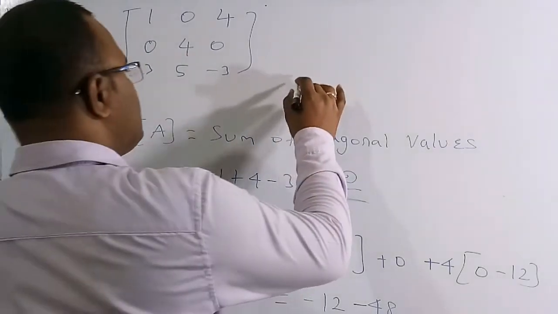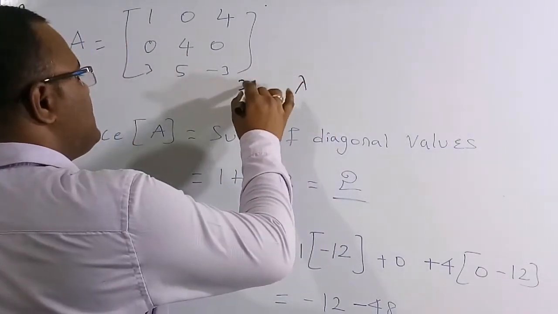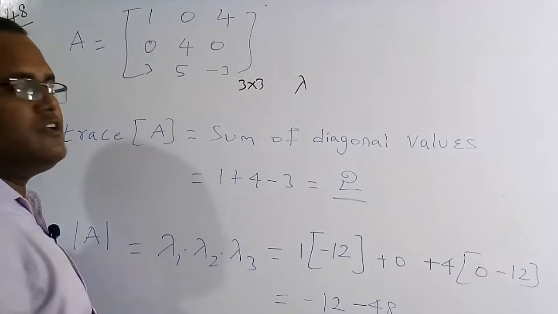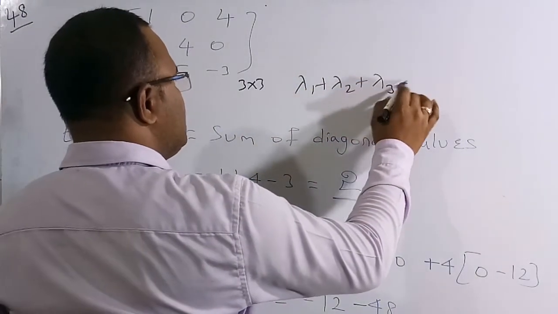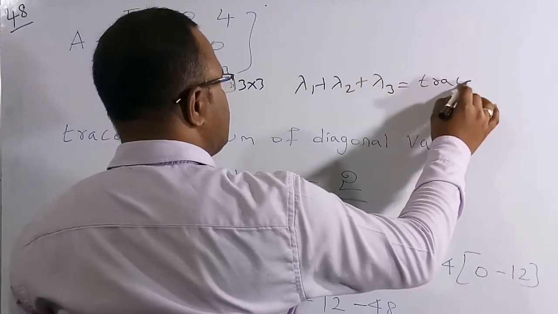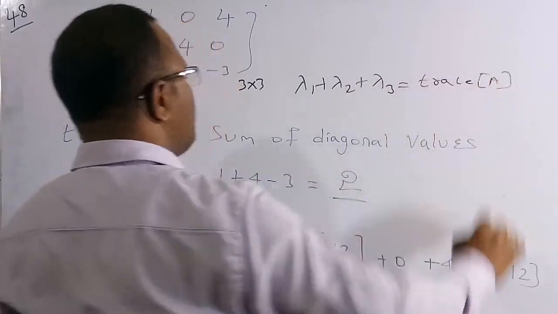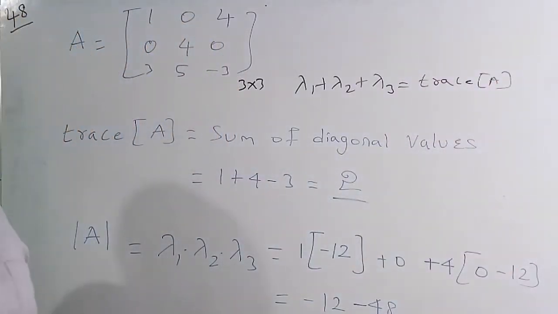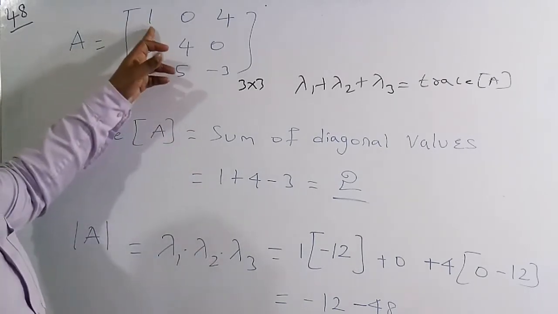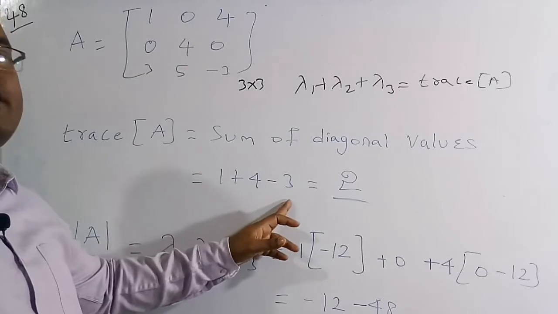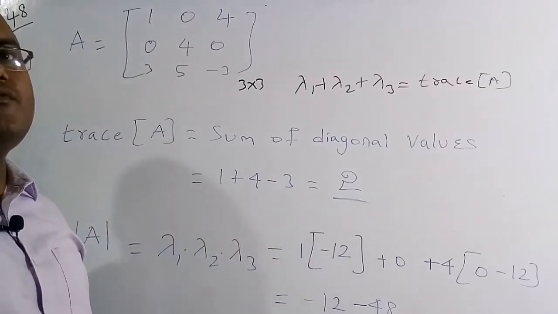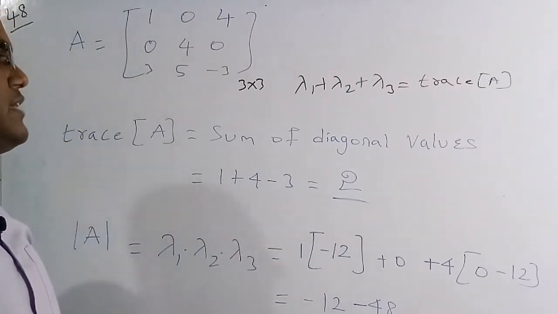So the sum of the eigenvalues, for a 3 by 3 matrix, which is going to have 3 eigenvalues, lambda 1 plus lambda 2 plus lambda 3, is equal to what is called the trace of the matrix A. Trace of the matrix A means we just add the diagonal elements of the square matrix. So if you add the diagonal elements, which is 1 plus 4 minus 3, we are going to get 2.